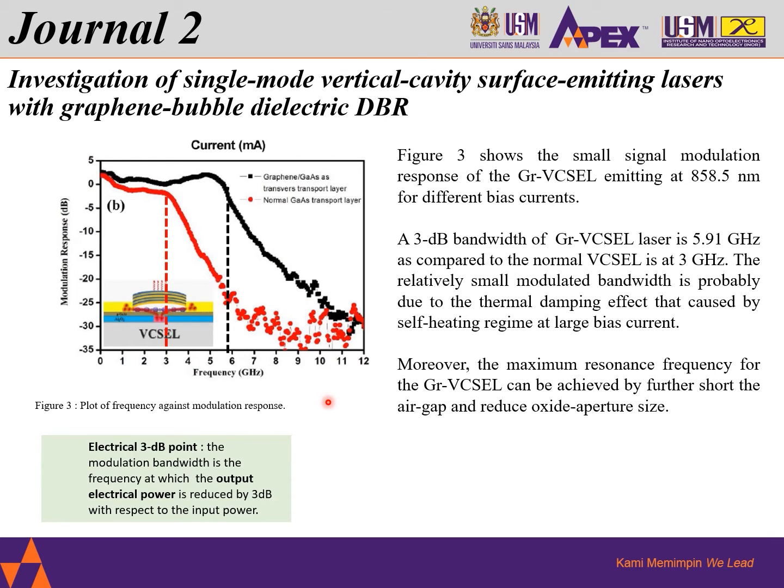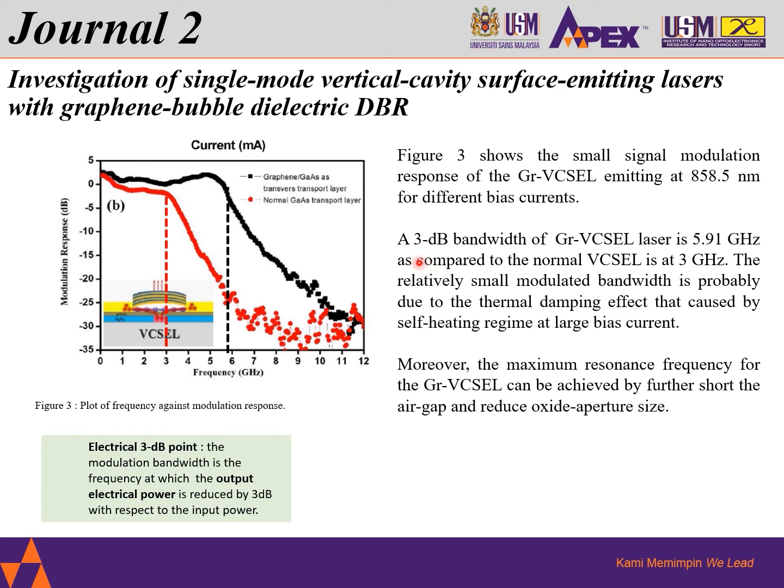Here I'm going to discuss the modulation response for this device. Figure 3 shows the small signal modulation response for the graphene VCSEL that is emitting at 858.5 nanometer for different bias currents. The 3 dB bandwidth for the graphene VCSEL is compared to the normal VCSEL. For information, the electrical 3 dB point refers to the frequency at which the output electrical power is reduced by 3 dB with respect to the input power.